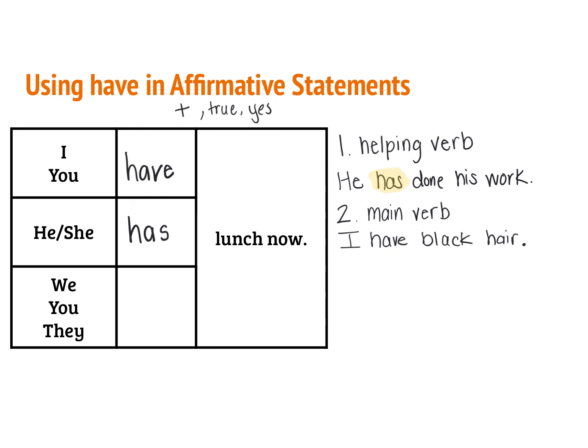Now let's look at our last three pronouns. We, you, they. When you use the pronouns we, you, or they, you're going to say have. For example, we have lunch now, you have lunch now, they have lunch now. All right, we are all set, and I think that we can use this video to help us whenever we need help figuring out how to use have in an affirmative statement.